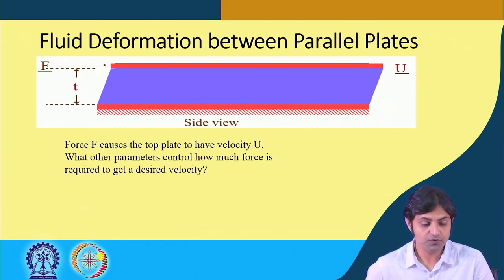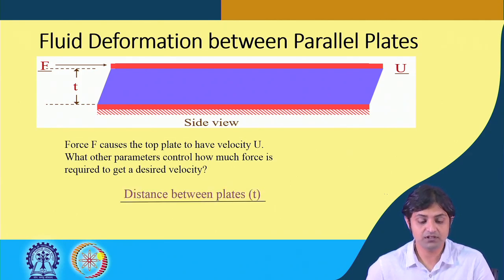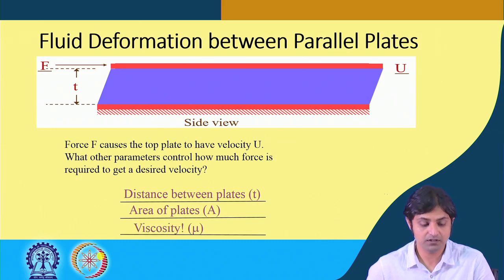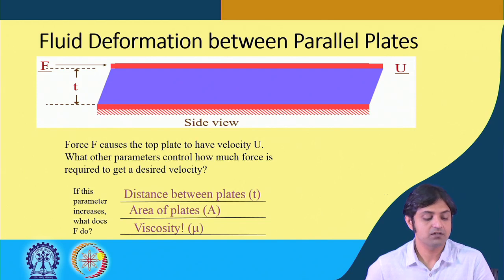As I told you, force F causes the top plate to have velocity u. Now what other parameters can control how much force is required to get a desired velocity? As has been seen from the experiment, the distance between the plates, denoted as T, is quite an important parameter. Area of the plate A is also an important parameter. Viscosity mu is also an important parameter. But what happens if these parameters increase, and what does F do?